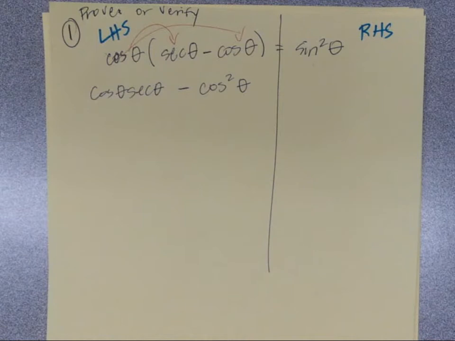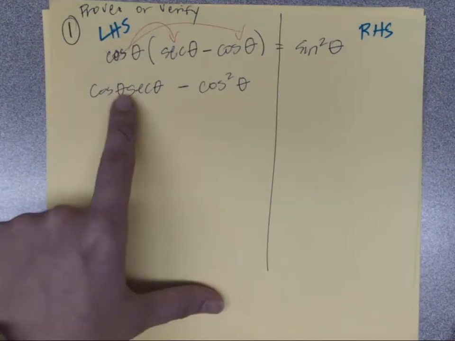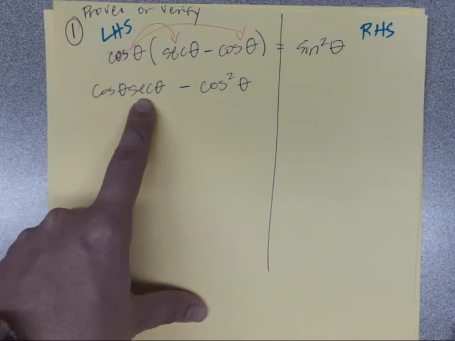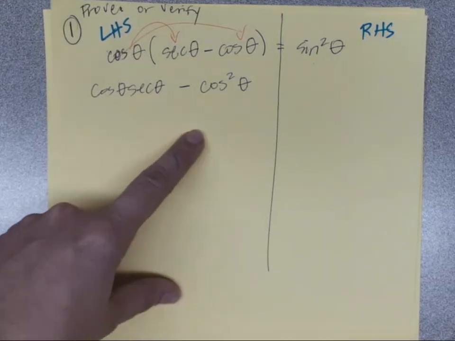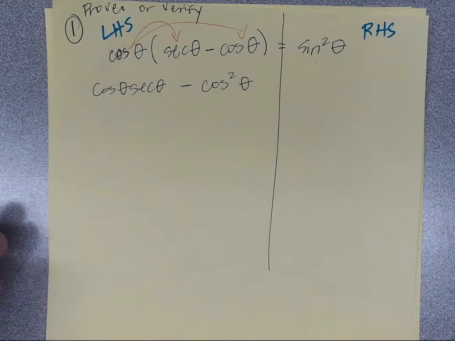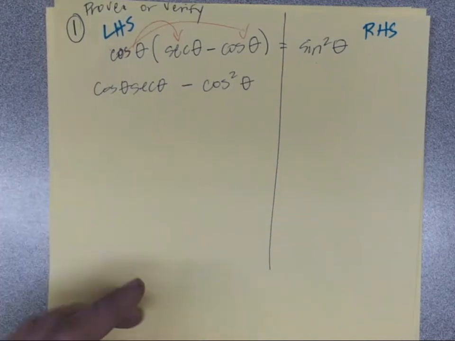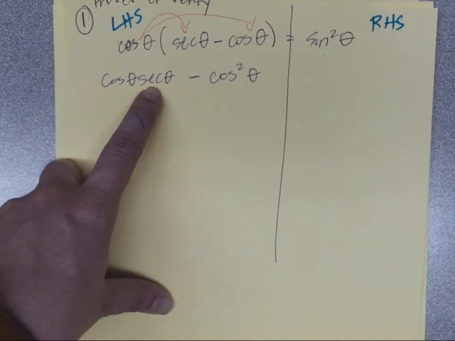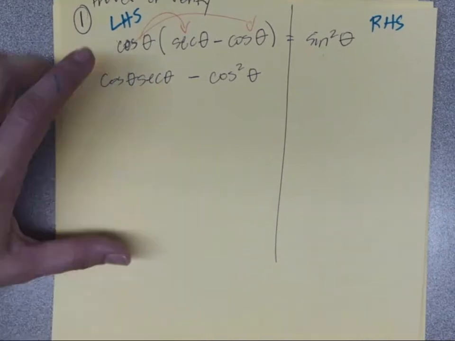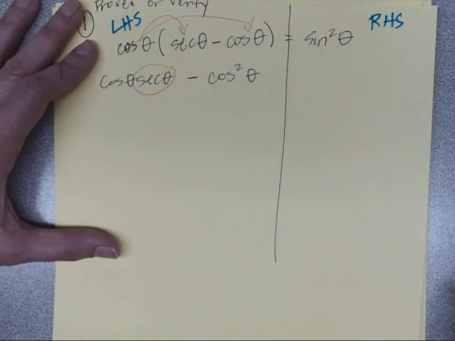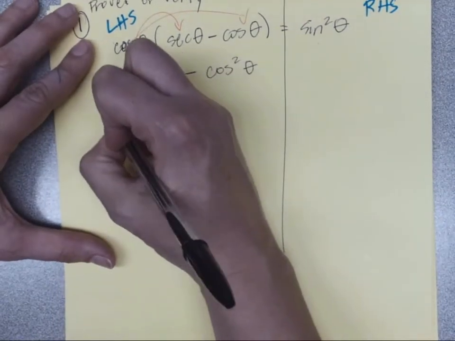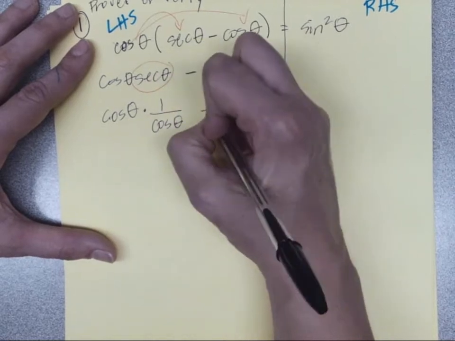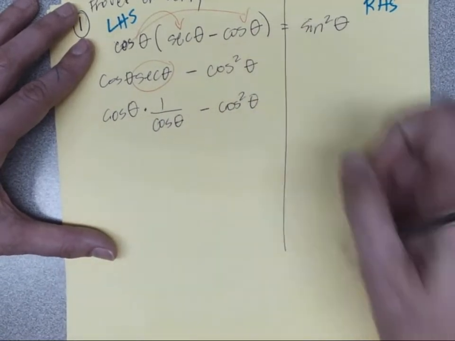Okay, so from there, let me see what I can do with this. I'm trying to explain how I would do this. Looking at this, there's not really anything to do at this point, so I'm going to turn everything into sine and cosine. Secant theta is the same thing as 1 over cosine theta, so I'm going to replace secant theta with 1 over cosine theta. So this becomes cosine theta times 1 over cosine theta minus cosine squared theta.